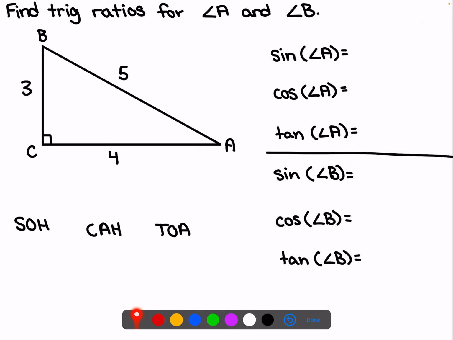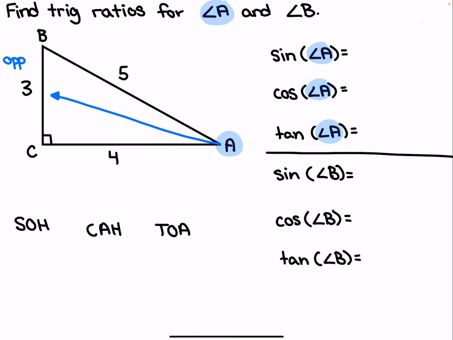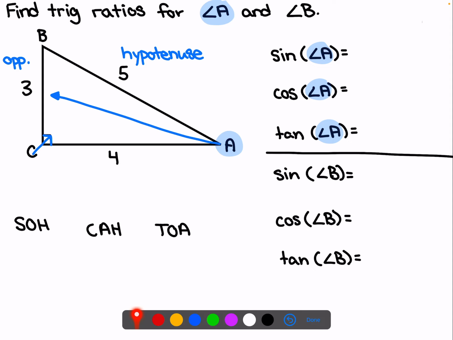Soh-Cah-Toa is already written for us. So looking at this, we're going to start with angle A. So we're going to label our triangle based upon angle A. So the side opposite angle A would be 3. Our hypotenuse would be 5. And our adjacent would be 4. That's how we always want to start this off. From here, we're just going to go ahead and go through each trig function. So starting with sine. Sine is equal to opposite over hypotenuse, which would give us 3 over 5.